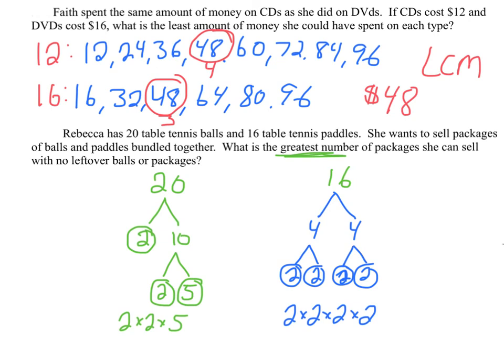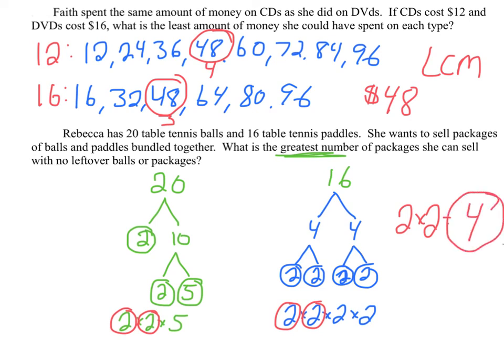Now, to find my greatest common factor, to find which factor is the largest but still works for both 20 and 16, I compare my lists. They each have a 2. They each have another 2. So there are 2 2's in common. So I take those pieces that they have in common, multiply them together, and I end up with an answer of 4.